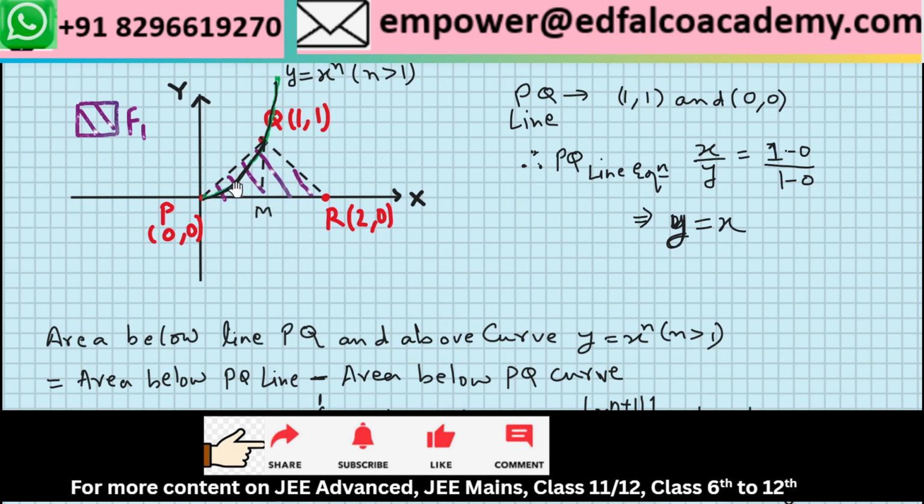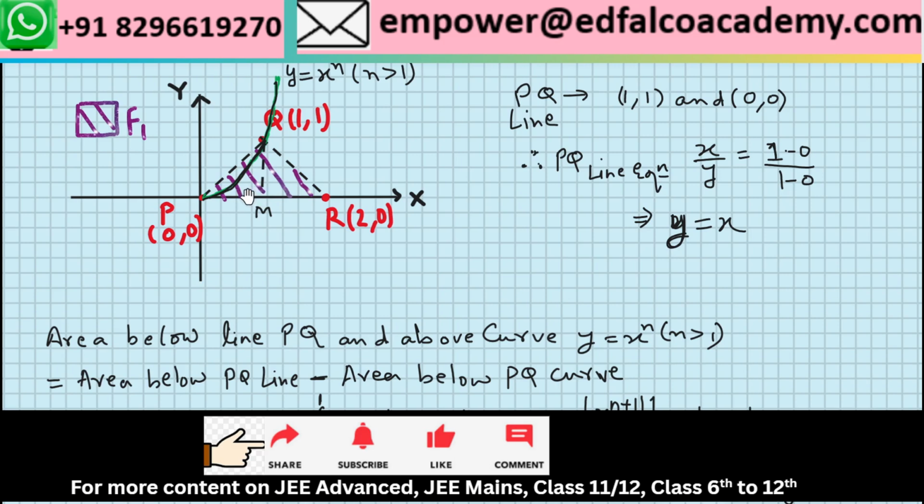And then in order to find the area under this curve PQ, we will have to integrate that curve y is equal to x to the power n between the x limits of 0 to 1. So basically we are doing the definite integral from 0 to 1 of this curve y is equal to x to the power n. So that will give us the area below this curve.